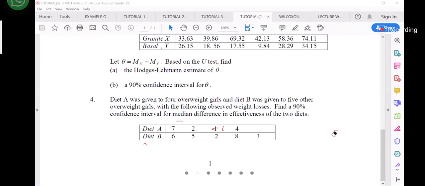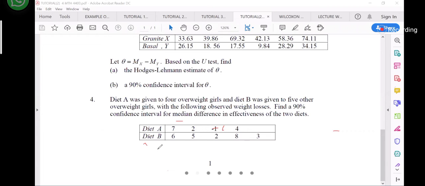Confidence interval for median difference in the effectiveness of the two diets. Again, for this question, it's okay. It doesn't matter whether you do A minus B or B minus A. But you have to mention it. Your answer will be different if you do B minus A or A minus B.